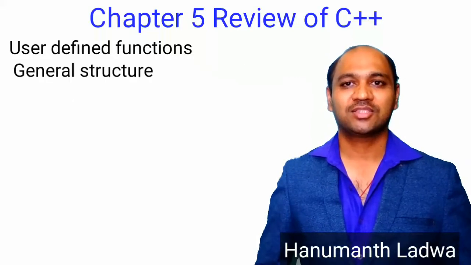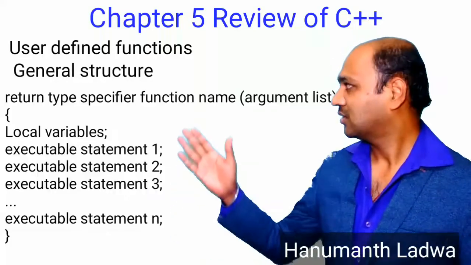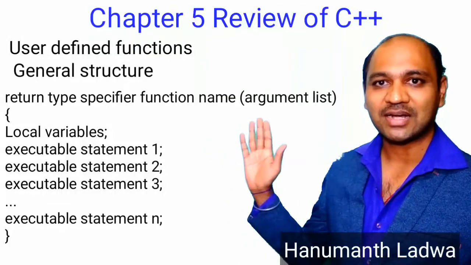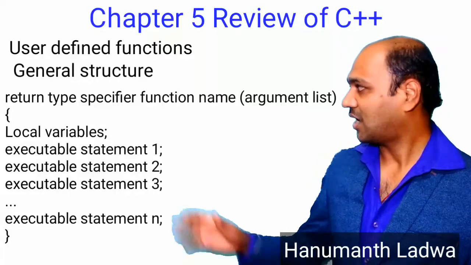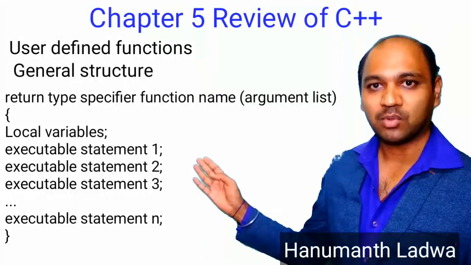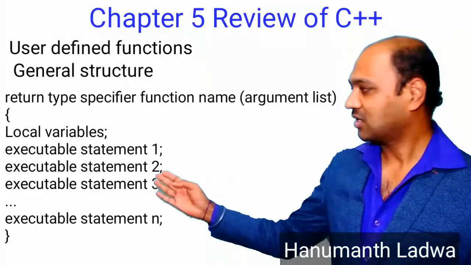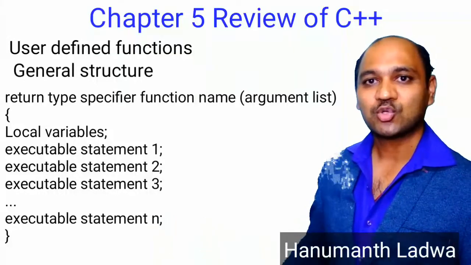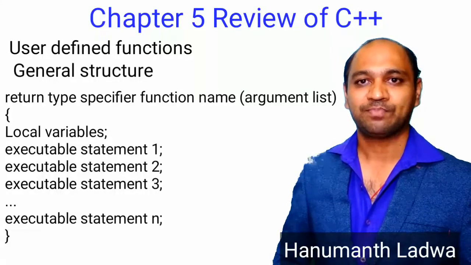Let us take the general structure of user defined function. First we are going to write the return type specifier, and then we are going to write the name of the function, and inside the round braces we are going to write the argument list, curly open brace and local variables. Then we are going to write executable statement number 1, executable statement number 2, executable statement number 3, and so on up to n number of executable statements, then curly closing brace. So curly closing brace indicates that this is the termination point of the user defined function.